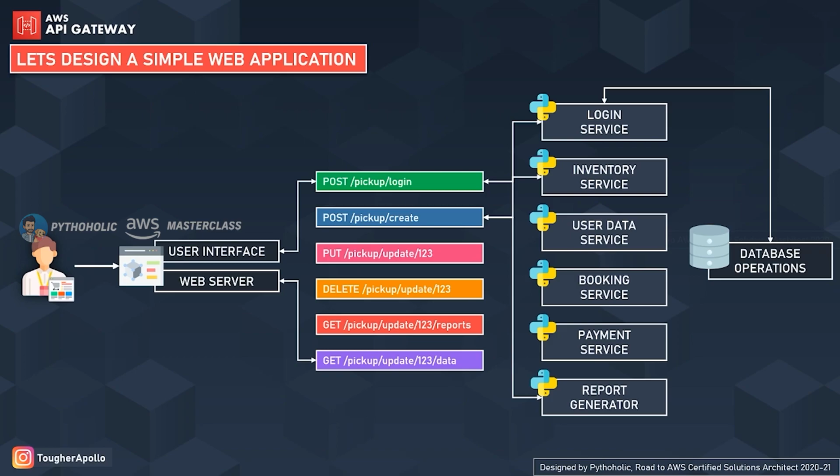Then we have a PUT where it updates the job ID. Then we have a DELETE which deletes the job ID, and we have a GET where it gets the report for us, like /pickup/update123 being the job ID /reports. There is one more GET to retrieve the data, like GET pickup update /123/data. So if I have booked the truck and I just want to see the information, this API will be used to access the data that I have for that particular request that I have made.